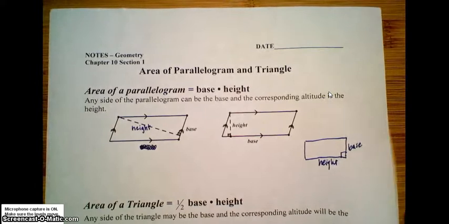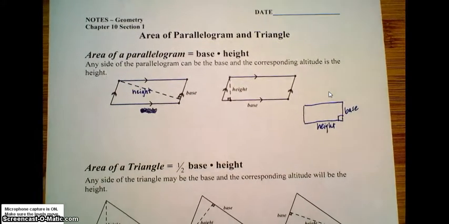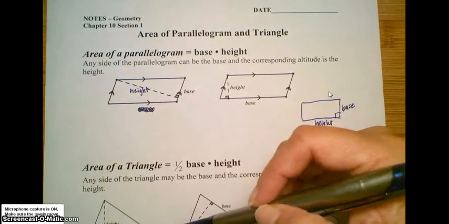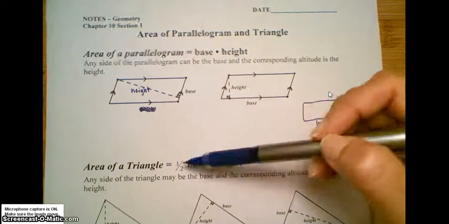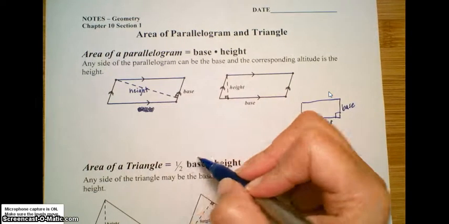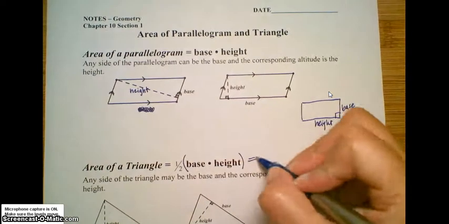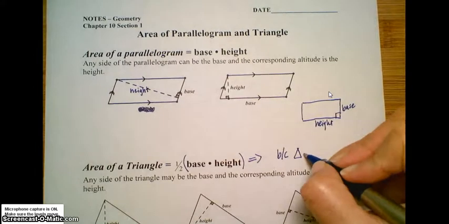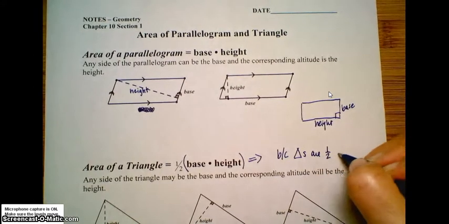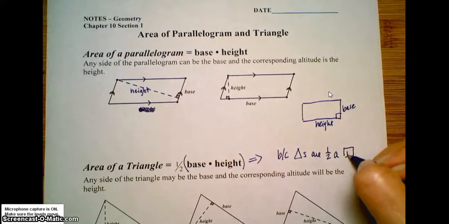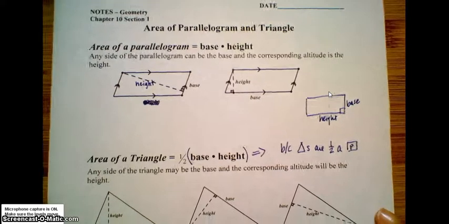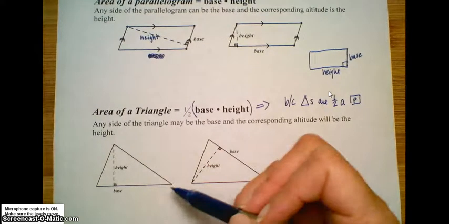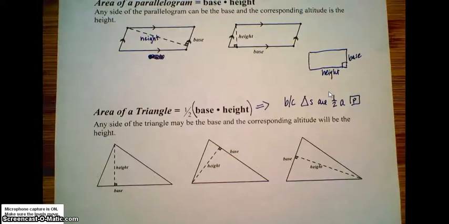Now, the thing about every parallelogram is you can cut every parallelogram in half and create a triangle. So, to get the area of a triangle, you're really doing half base times height, which in essence is because triangles are half a parallelogram. Okay, so with that in mind, you can see here for the area of a triangle, once again, any side will be the base. The height will be the corresponding altitude.